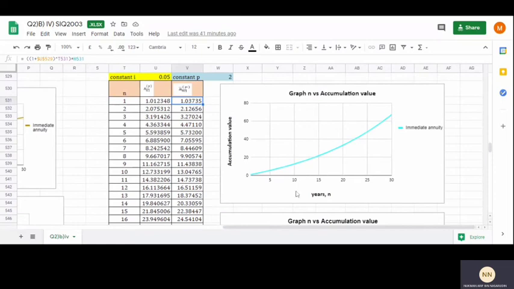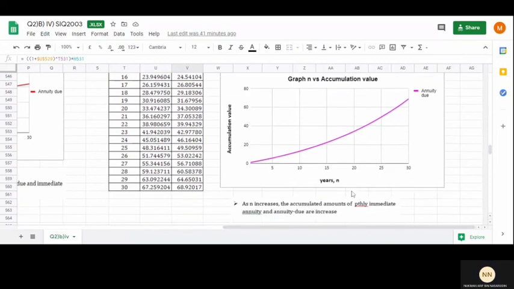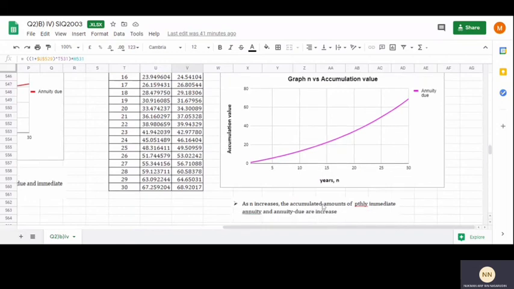The first graph is for years and the accumulation value for the immediate annuity. And the second one is the graph of years and the accumulation value for the annuity due. So as we can see, both graphs show that as n increases, the accumulated amount of the immediate annuity and the annuity due increase.